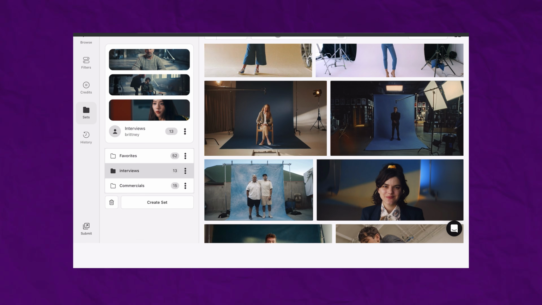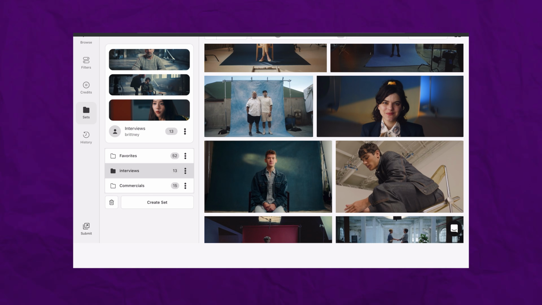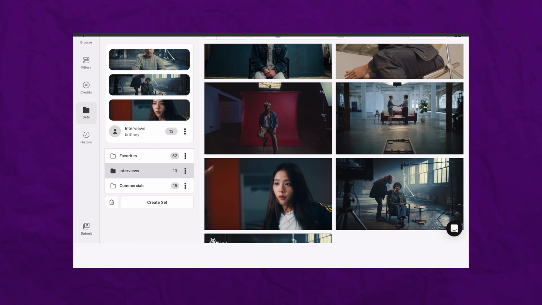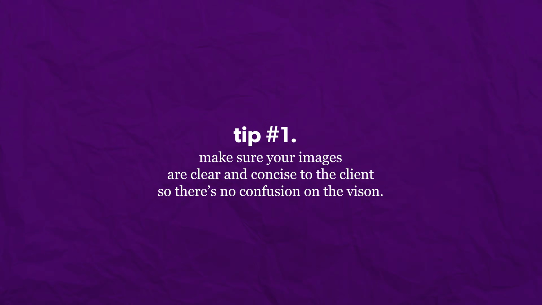I typed in interviews or behind the scenes interviews, and I came up with some beautiful images that were literally on par with what I had envisioned in my mind. And so the first tip that I want to give is when you are working with a client and you're trying to create a mood board or a deck of how you envision the project being shot, try to find the best images that are going to bring your idea to life.